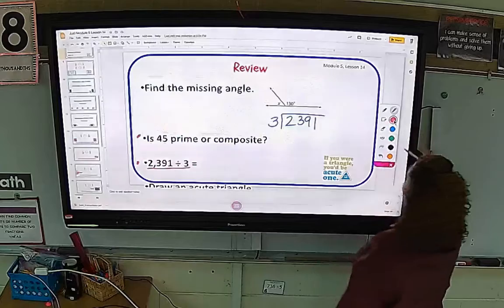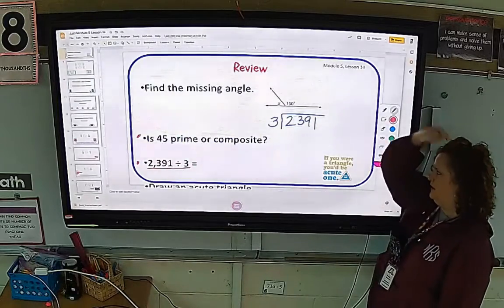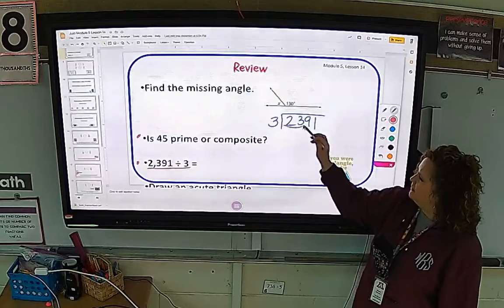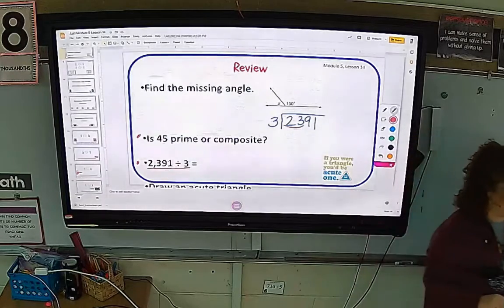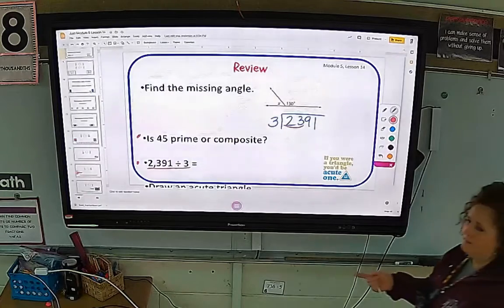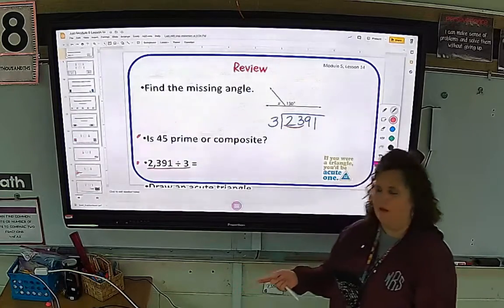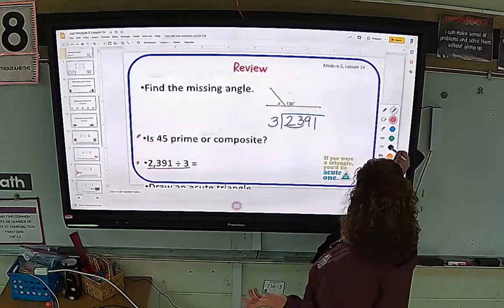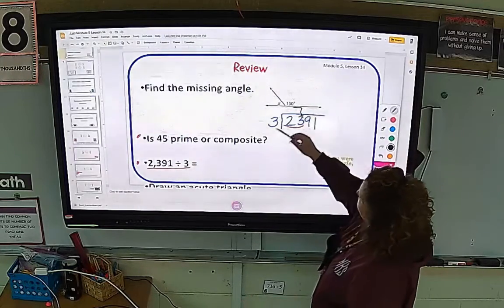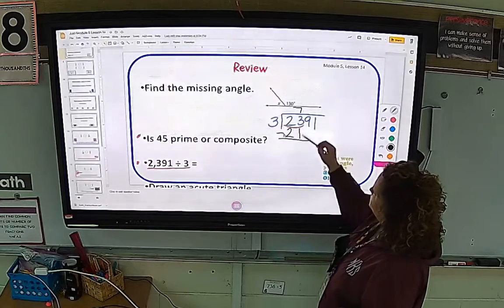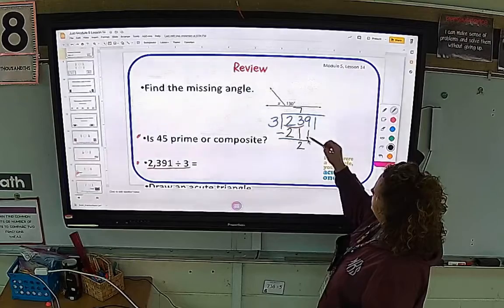Keep trying to finish that up if you haven't quite yet. We cannot get a group of 3 out of 2, and so we would grab that 3 and look at 23. How many 3s? What's the most 3s I can get out of 23? Will, what? 7. Okay, 3 times 7 is what? Yeah, so the 7 goes here. 3 times 7 is 21. And subtract that and bring down the 9.